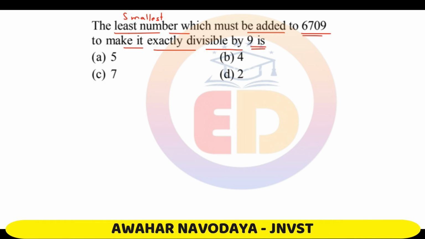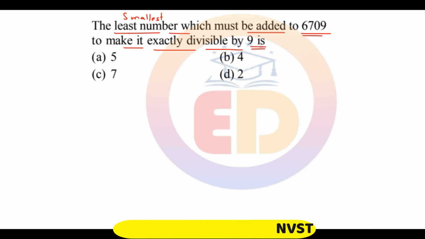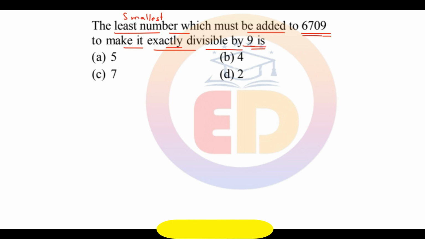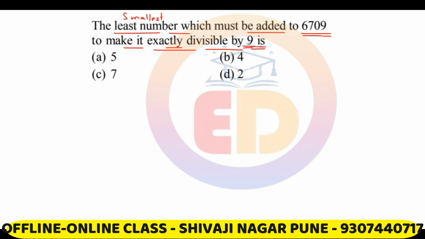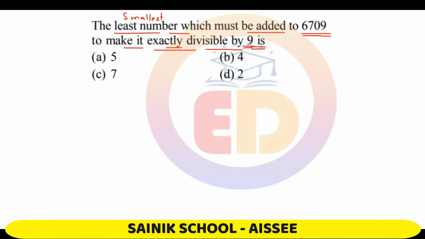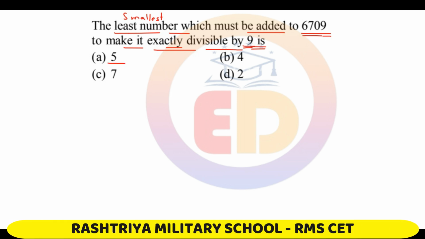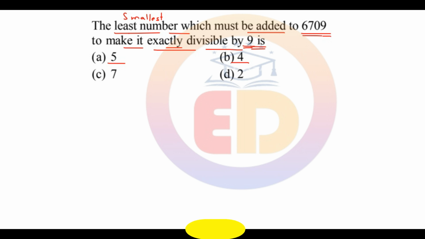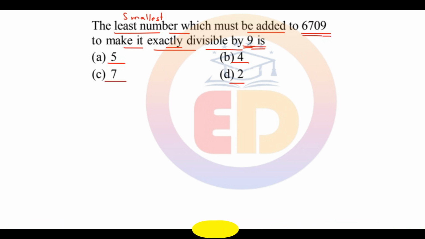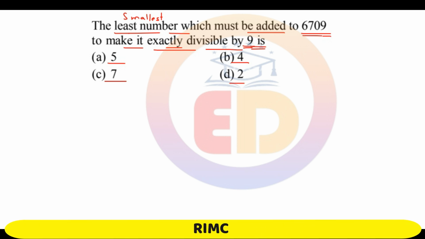क्वेश्चन कह रहा है कि हमें कौन सा सबसे छोटा नंबर 6709 में ऐड कर देना है सो दैट कि वो 9 से एग्जैक्टली डिविजिबल हो जाए. नाउ इसका जो कॉमन अप्रोच होगा वो ये होगा कि हम चारों ऑप्शंस हैं उनको ऐड करके चेक करें, बट इट विल बी अ वेरी वेरी लेंथी अप्रोच. हम 5 को इसमें ऐड करके चेक कर सकते हैं, 4 ऐड करके चेक कर सकते हैं, 7 ऐड करके चेक कर सकते हैं, 2 ऐड करके चेक कर सकते हैं, 9 से डिवाइड करके देख सकते हैं वो डिवाइड हो रहा है नहीं. दैट विल बी अ लॉन्ग मेथड.